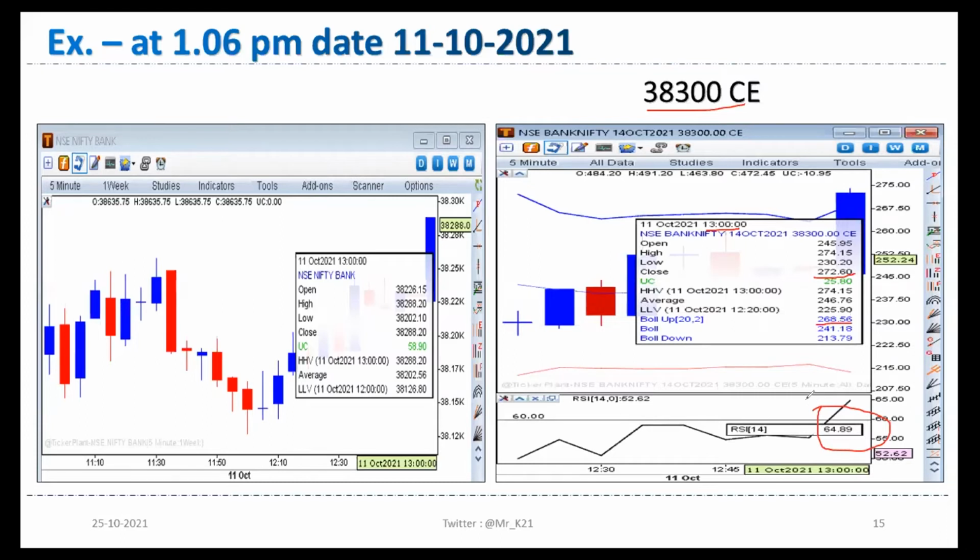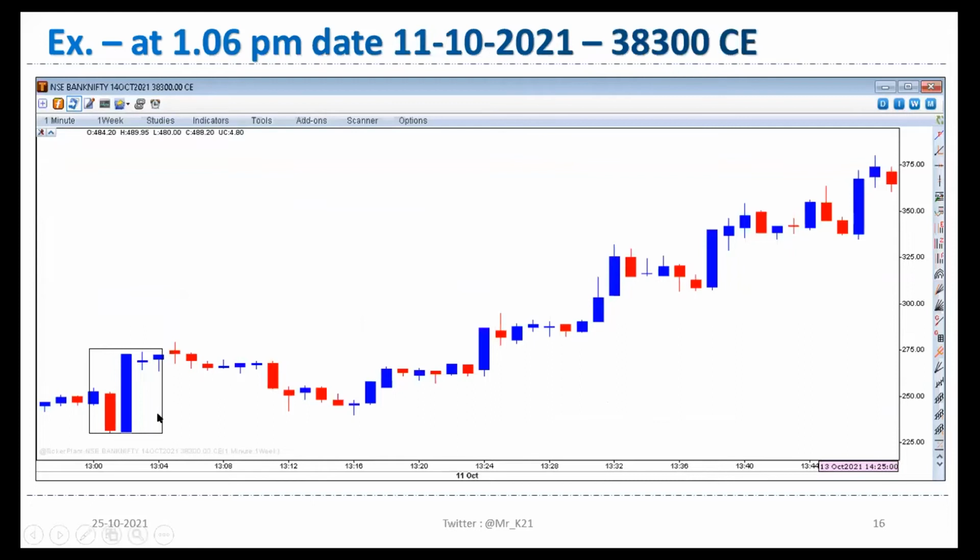Now I will move to the 1 minute chart and explain how the system works. As soon as my 5 minute candle completes, my buy price should trigger at 274.15 with a stop loss of 230.20. So let's understand 1:1. My entry price is 274.15 minus 230.20, so my stop loss is roughly 44 points. If I want to get 44 points after entering at 274, my target would be 333.